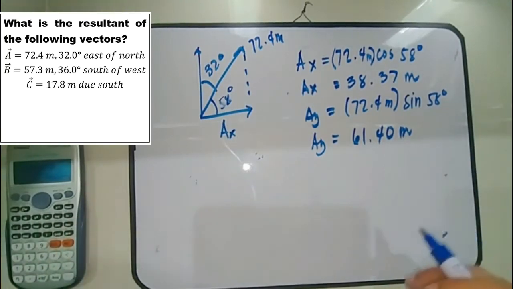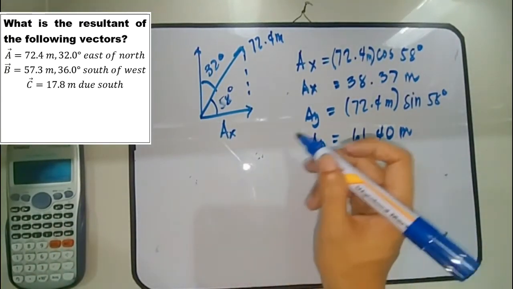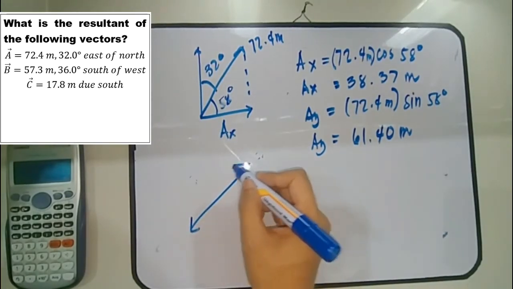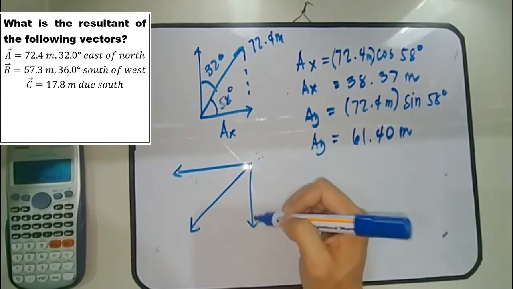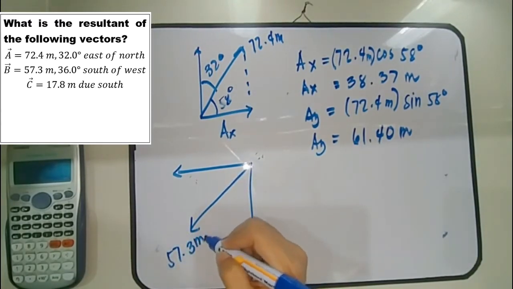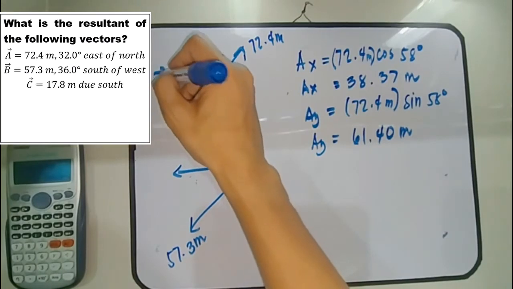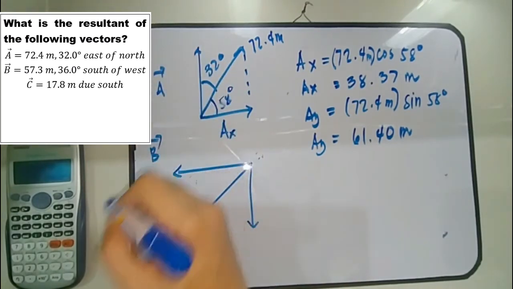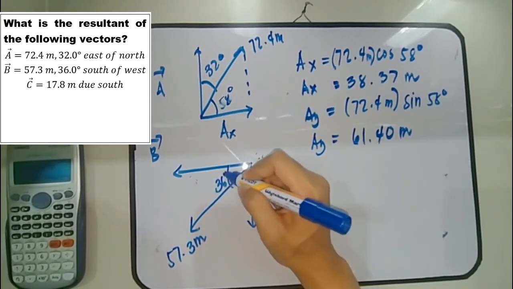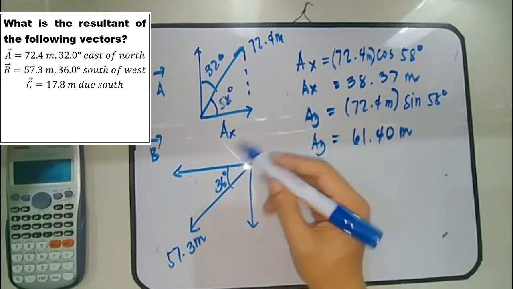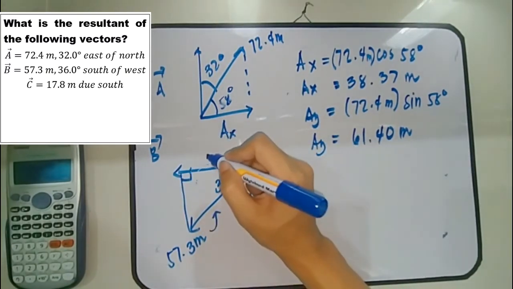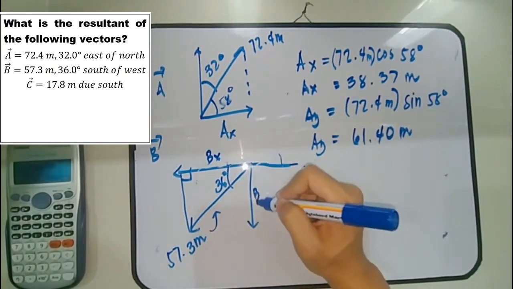Then punta tayo guys sa vector B. So i-redraw natin yung vector B. So pupunta siya sa second quadrant. So this is the components. So this is 57.3 meters. So this is for vector A. This is for vector B. So ang angle natin guys, this is 36 degrees. So meaning, if this is your triangle here, that is a right triangle. So this component is B sub x and this is B sub y.